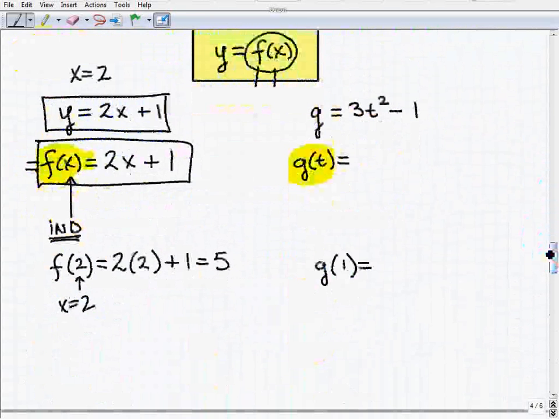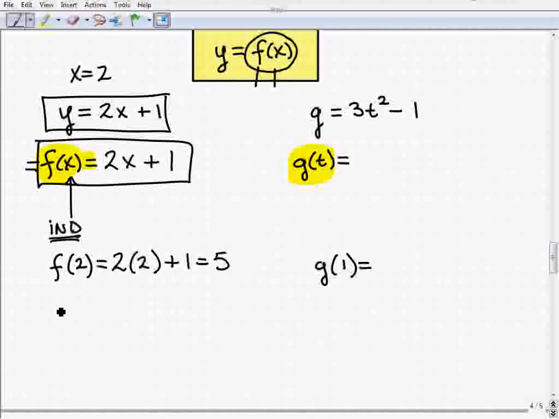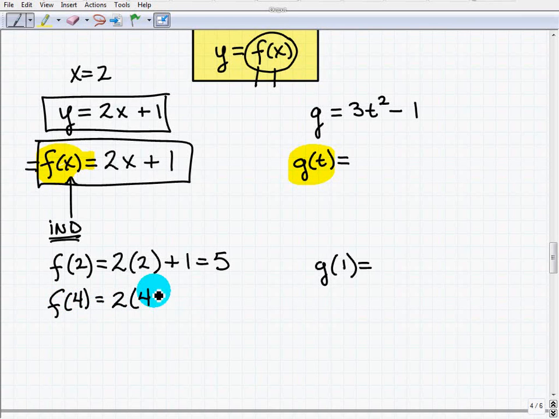Let's go ahead and just do one more here with this example. Why don't you tell me what f of 4 is? Okay, you're going to replace the x with 4, so that's going to be 2 times 4 plus 1, so this is 8 plus 1 or 9. So the value f of 4 is equal to 9.